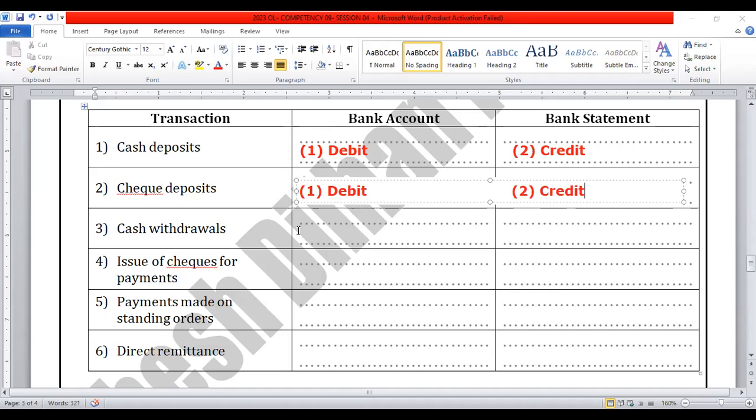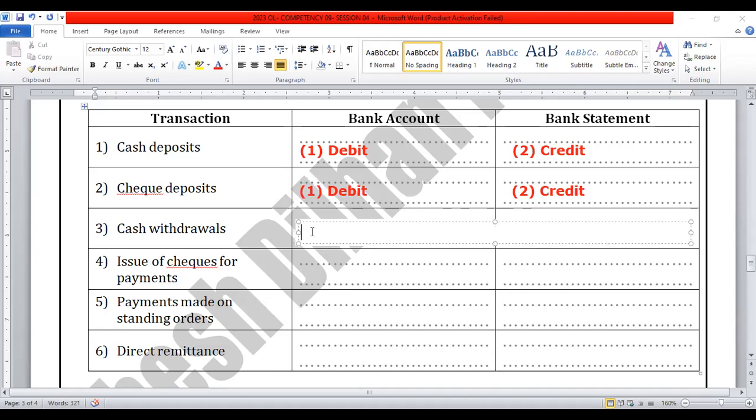ඊළඟට cash withdrawals. පුතා, first it is recorded in the bank account. They cannot cash withdraw කරන්න. It is credited. And to the bank statement it is debited. Debit.